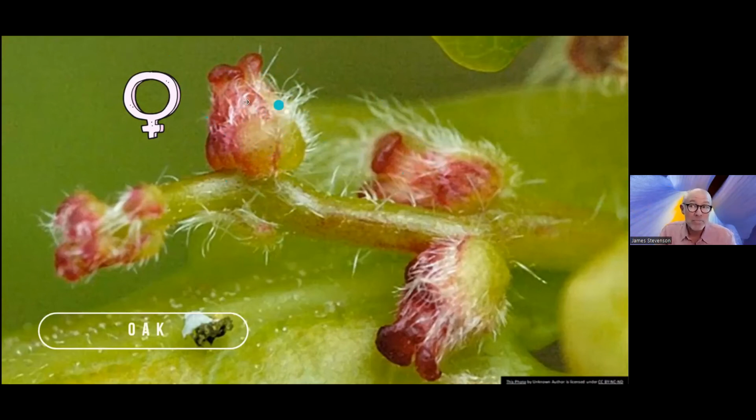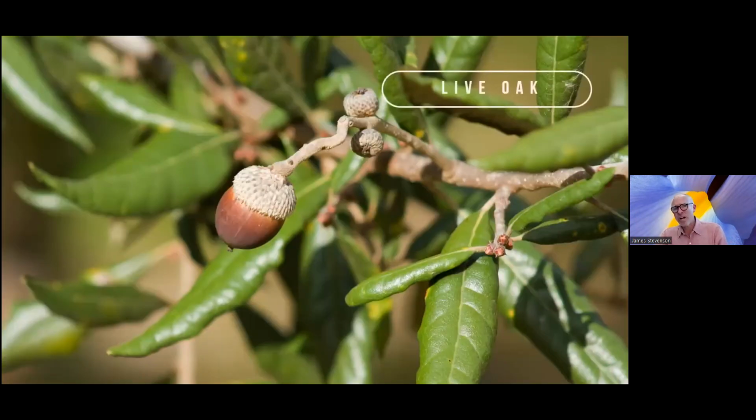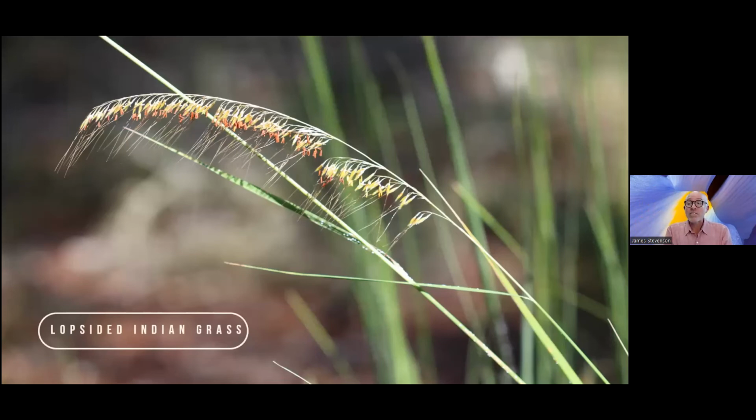The ovary then develops into what? Ripened ovary is called a what? Ripened ovary with a seed inside is called a what? Fruit. The acorn is the fruit of the oak. Grasses, how are we doing? Getting there.